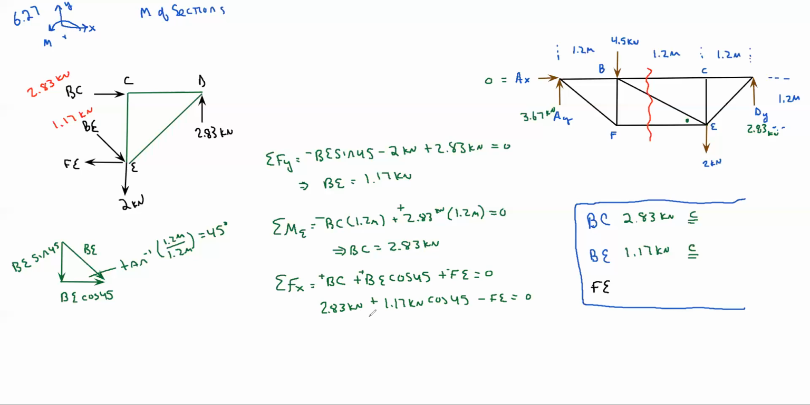2.83 kilonewtons plus 1.17 kilonewtons times cosine 45 is 3.66 kilonewtons, minus FE is equal to 0. Therefore, FE is equal to, you guessed it, 3.66 kilonewtons. I have that coming away. The reaction at joint E for FE is coming away. That would be the reaction to FE being in tension.